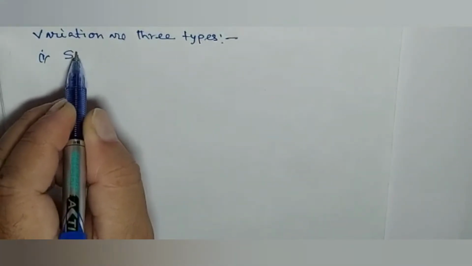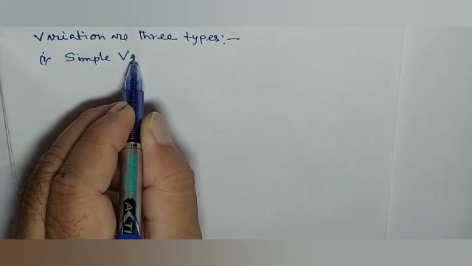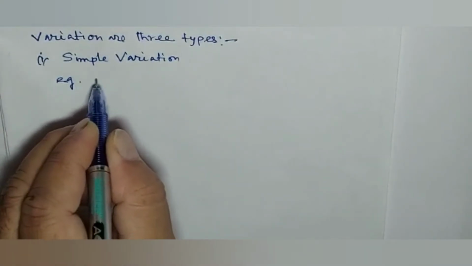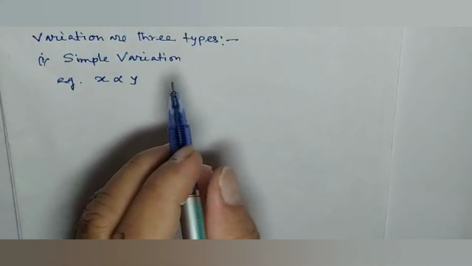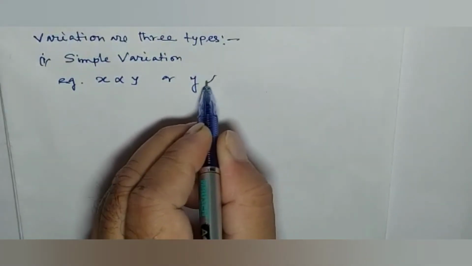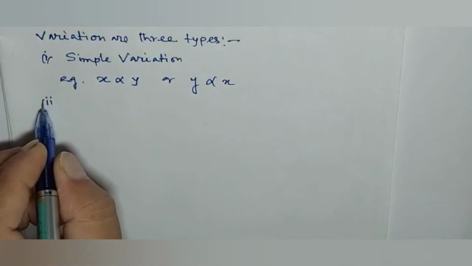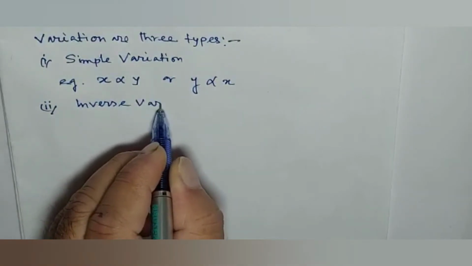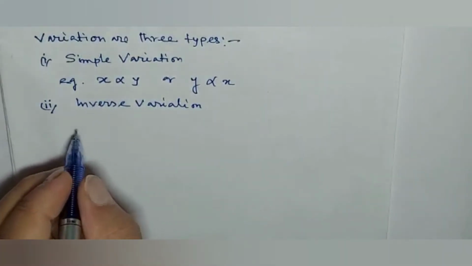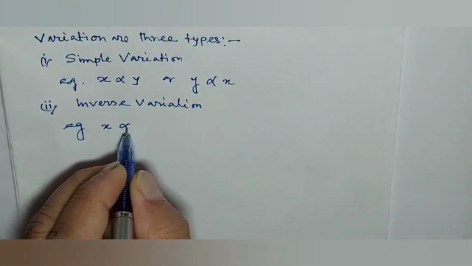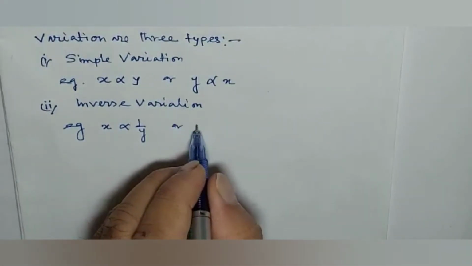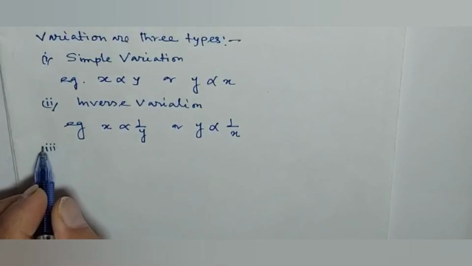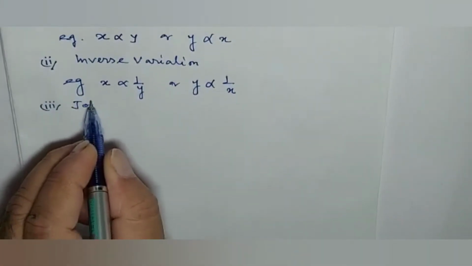Number one is simple variation. For example, x proportional to y or y proportional to x. Number two, inverse variation. For example, x inversely proportional to y or y inversely proportional to x. And number three is joint variation.